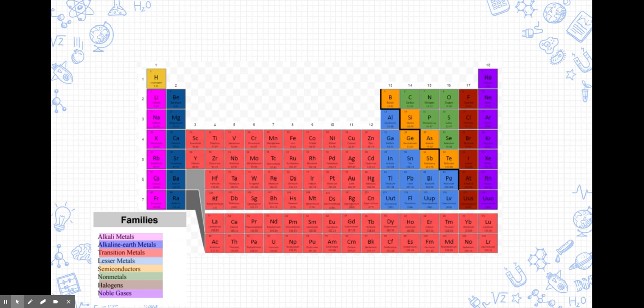Now, some of those properties that I want you to know, I'm going to emphasize here a little bit. Let's start with the alkali metals. The alkali metals, that pink group on the far left, are the most reactive metals.